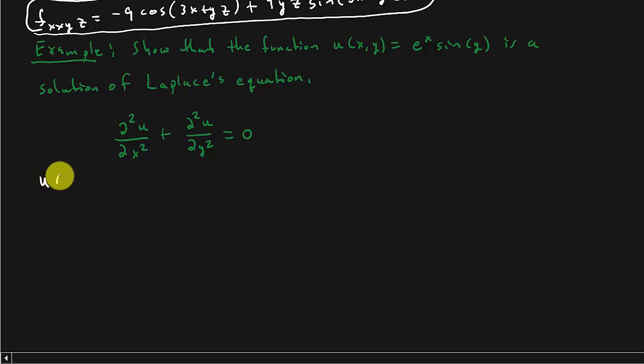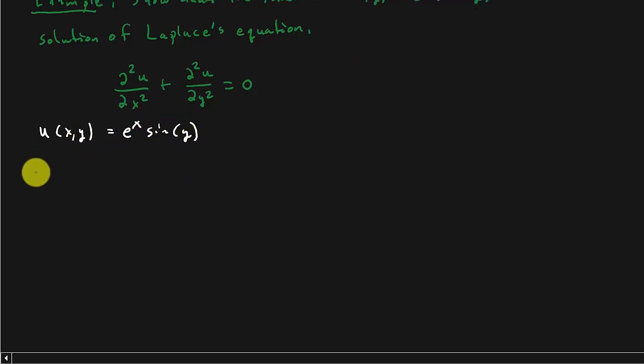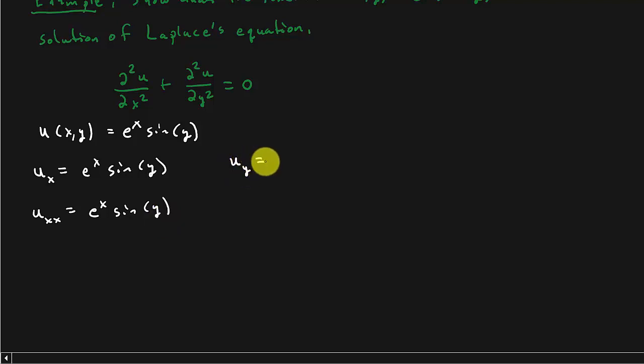All right, so we've got u(x, y) is equal to e to the x sine y. So I'm just going to write the function down again. The first partial with respect to x is just e to the x sine y. And then the second partial, taking the partial of this with respect to x, is just e to the x sine y. Remember, the derivative of e to the x is just e to the x. And then the partial with respect to y is just going to be e to the x cosine y. Derivative of sine is cosine. And then the second partial would be, well, derivative of cosine is negative sine, so that's negative e to the x sine y.